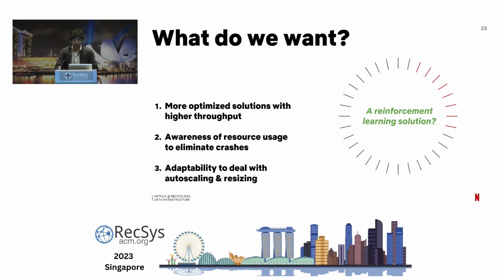So what do we want? We want a solution that can enable higher throughput in the data processing pipeline to alleviate these bottlenecks. We need our system to be aware of resource usage and memory usage to avoid out-of-memory errors and crashes. We also want our solution to be adaptable to deal with machine resizing and rescaling. And so we look to reinforcement learning as a solution. So we're finally at the session topic here.